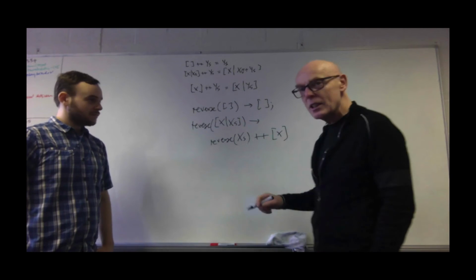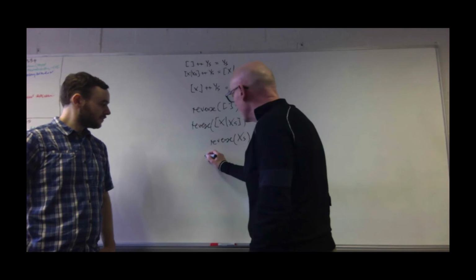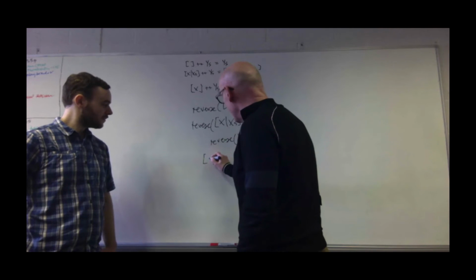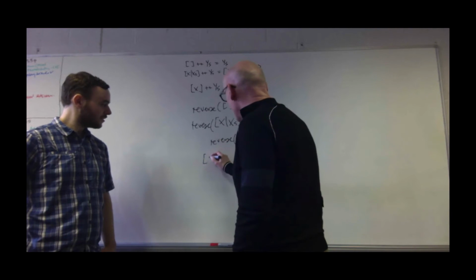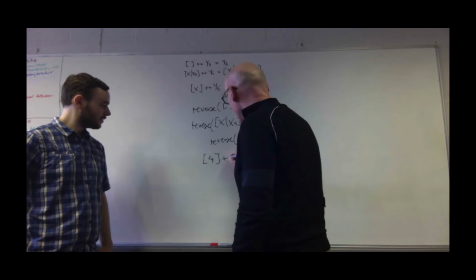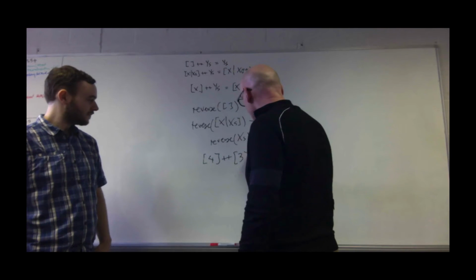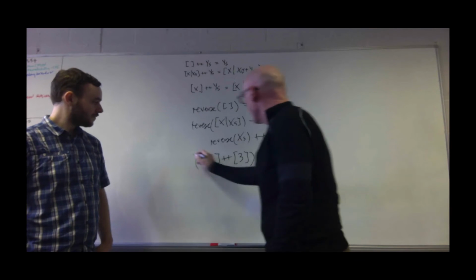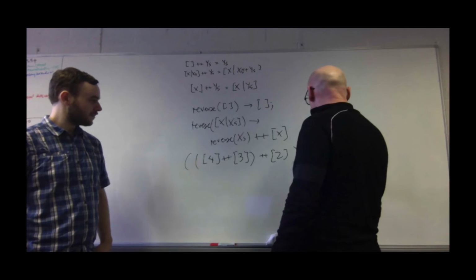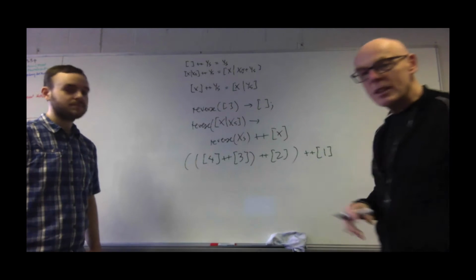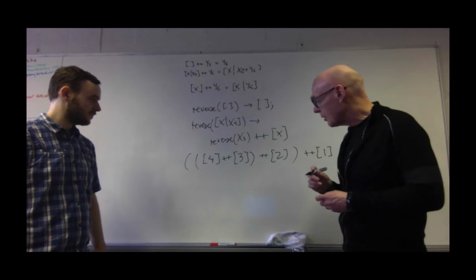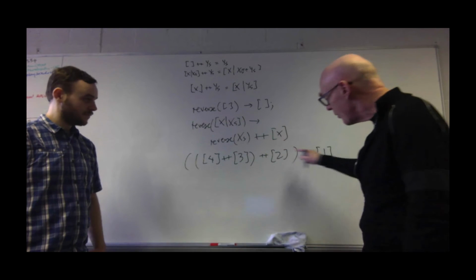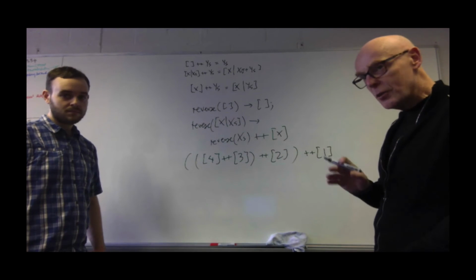If we reverse a list like 1, 2, 3, 4, we'll have an answer that looks something like this, where we've got the plus plus nested to the left. Now, plus plus is associative, it doesn't matter how you nest it, but we've created this leftward nesting.